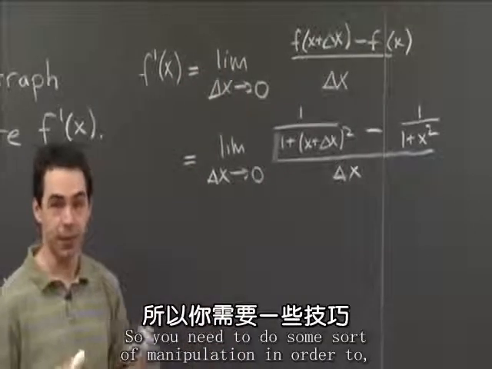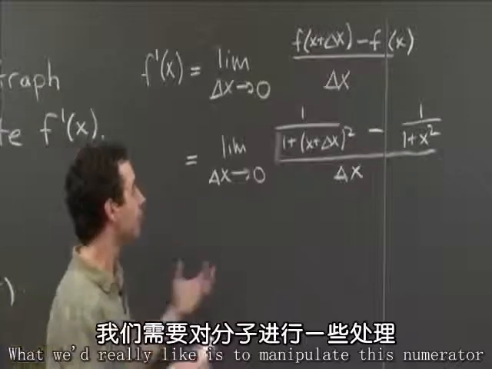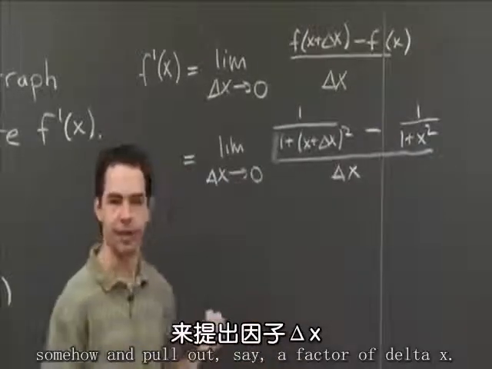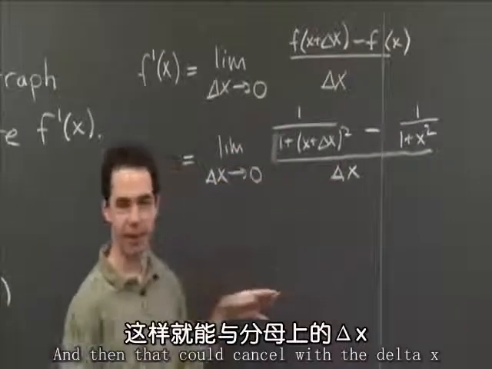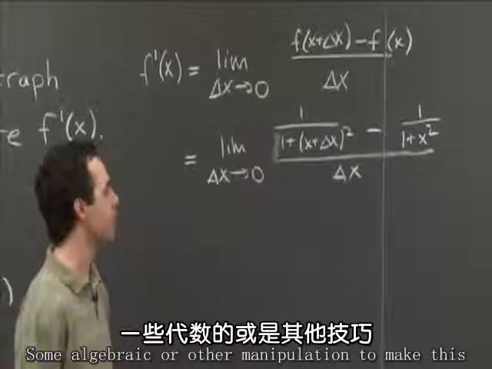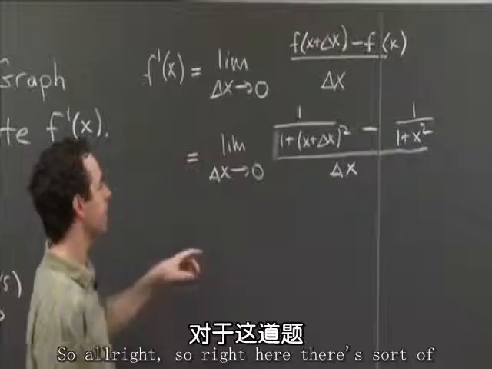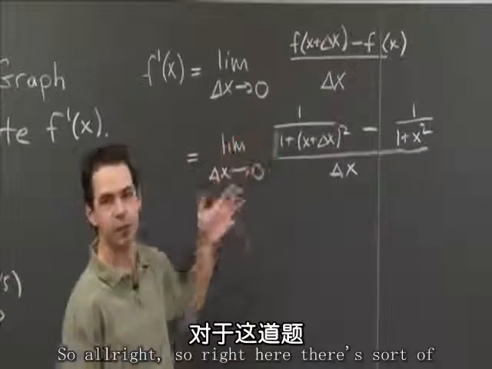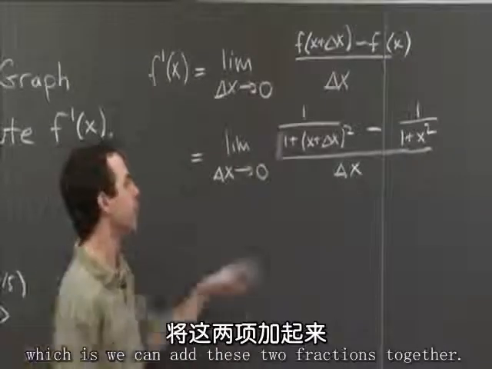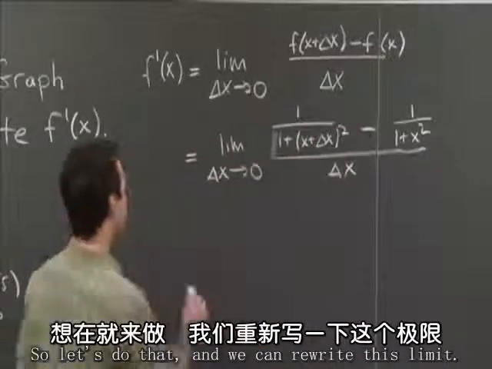So you need to do some sort of manipulation in order to get it into a form you can evaluate. What we'd really like is to manipulate this numerator somehow and pull out, say, a factor of delta x. And then that could cancel with the delta x we have in the denominator. Some trick like that, some algebraic or other manipulation to make this into a form where we can plug in and evaluate. So right here, there's only one manipulation that's natural to do, which is we can add these two fractions together. So let's do that, and we can rewrite this limit.